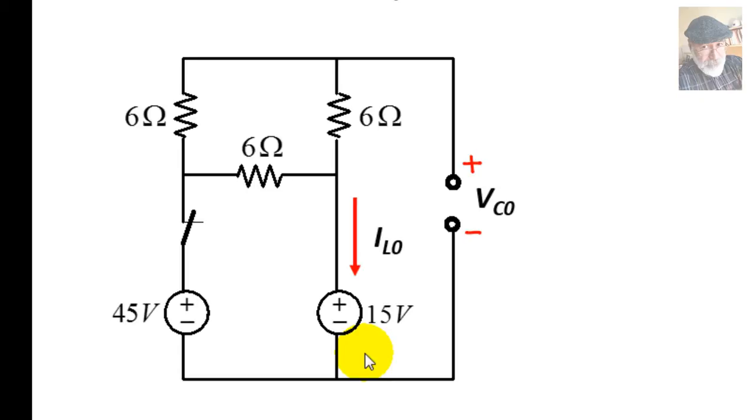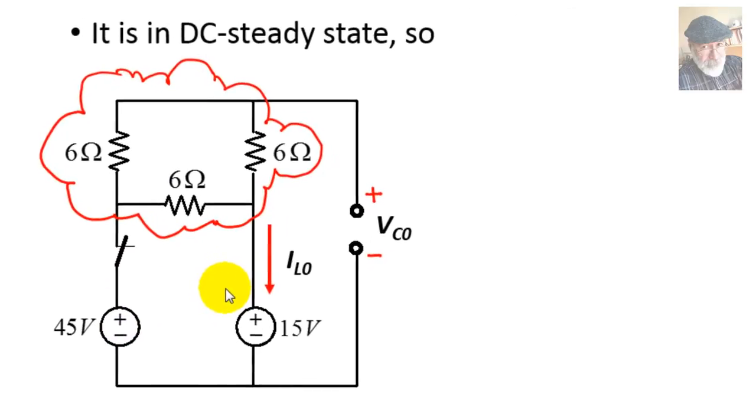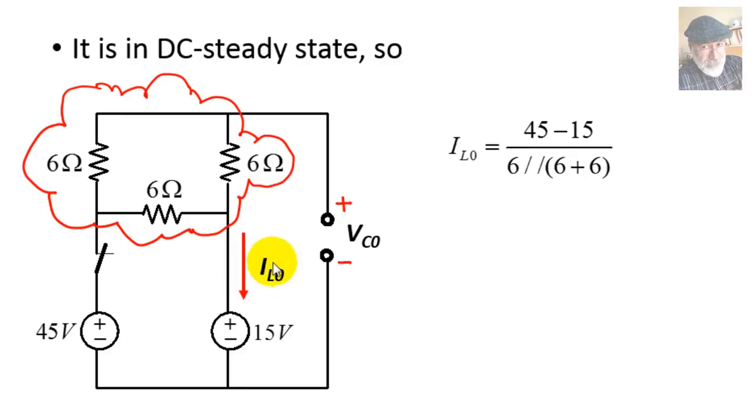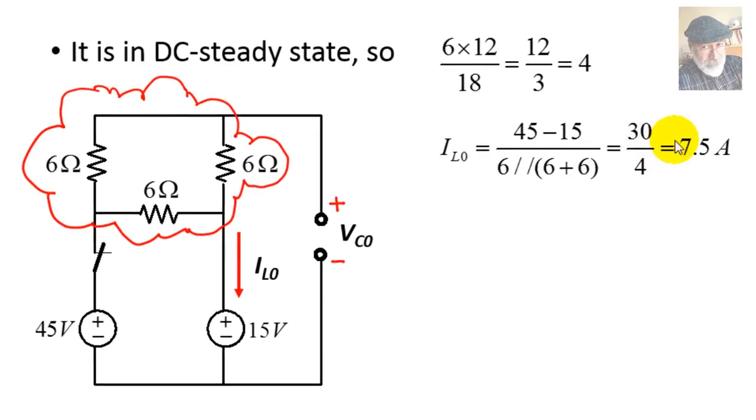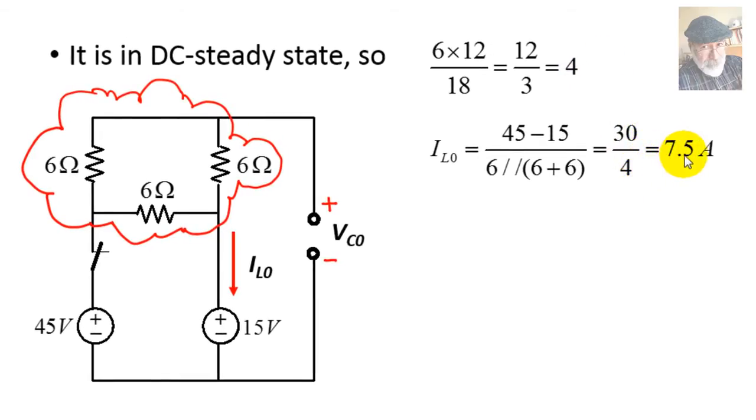How do I do that? Well, observe that this circuit has basically, once you simplify this 6 ohm resistor and these two series resistors, 6 and 6, into a single resistor of 4 ohms up here, a single loop, and that current is the value of the two sources divided by 4 ohms. Let's write that. So that current is 45 minus 15 divided by 6 in parallel with 6 in series with 6, which is 4 ohms as shown up here. That is 30/4, 7.5 amps. That is the initial value of the current in the inductor.